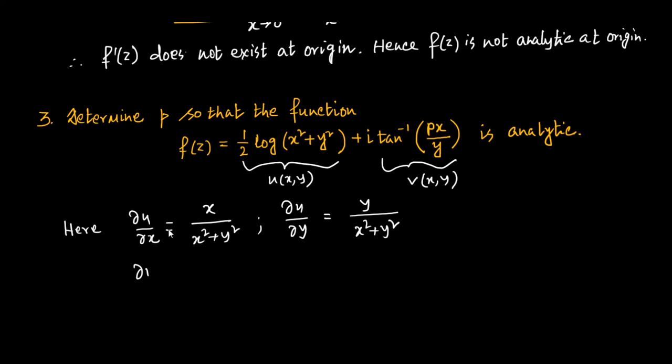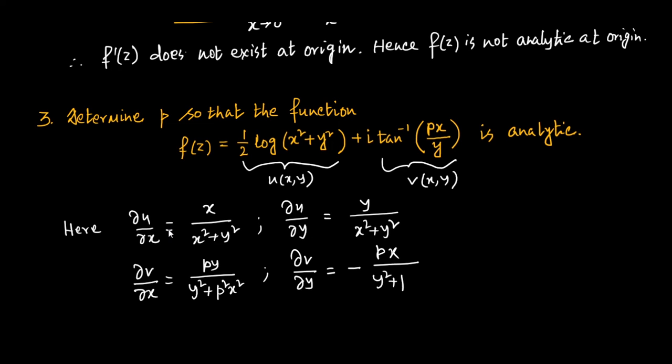Now, what will be del v del x? Del v del x will be py divided by y square plus p square x square. And what will be my del v del y? Del v del y will be equal to minus px divided by y square plus p square into x square. I hope you had paused the video and calculated these four partial derivatives yourself and got the same answer.